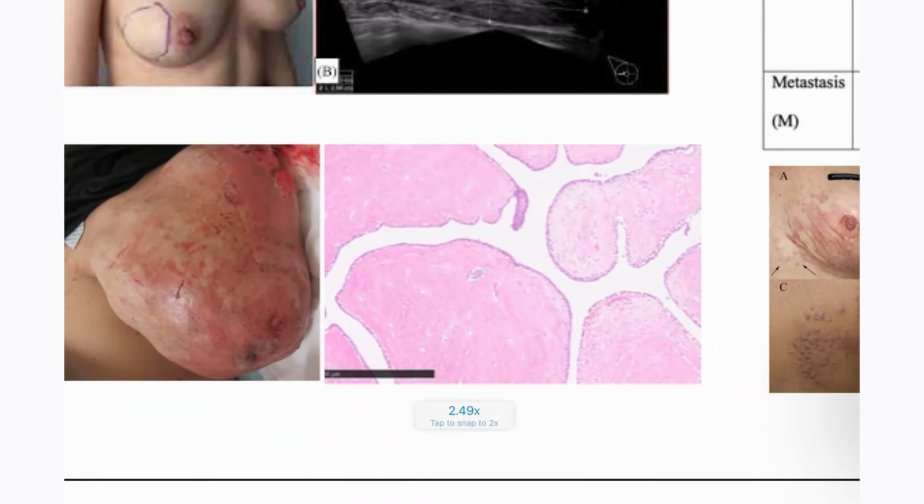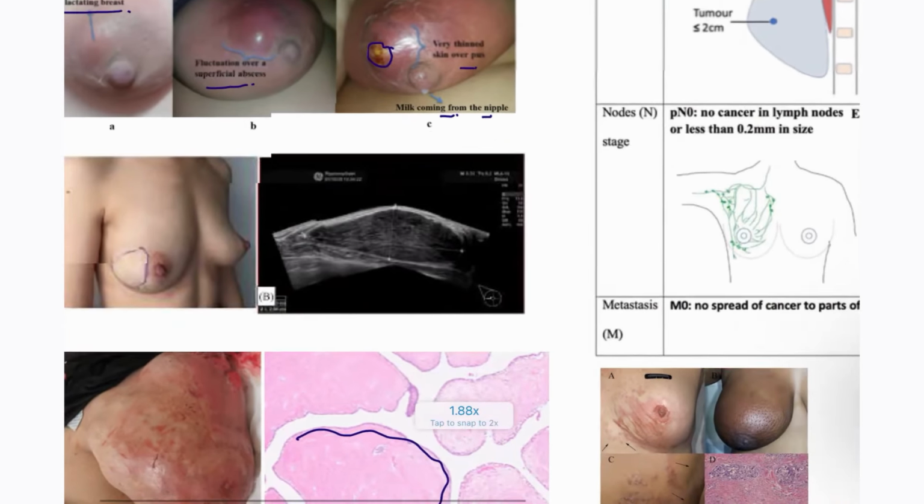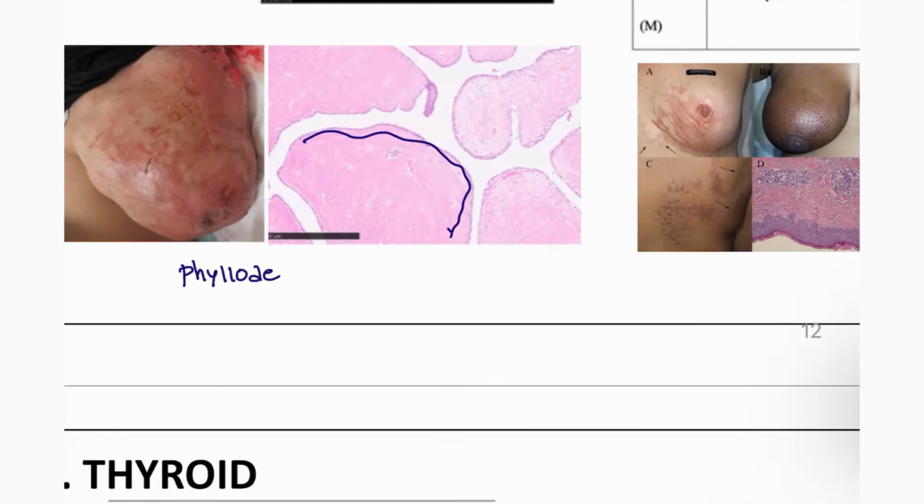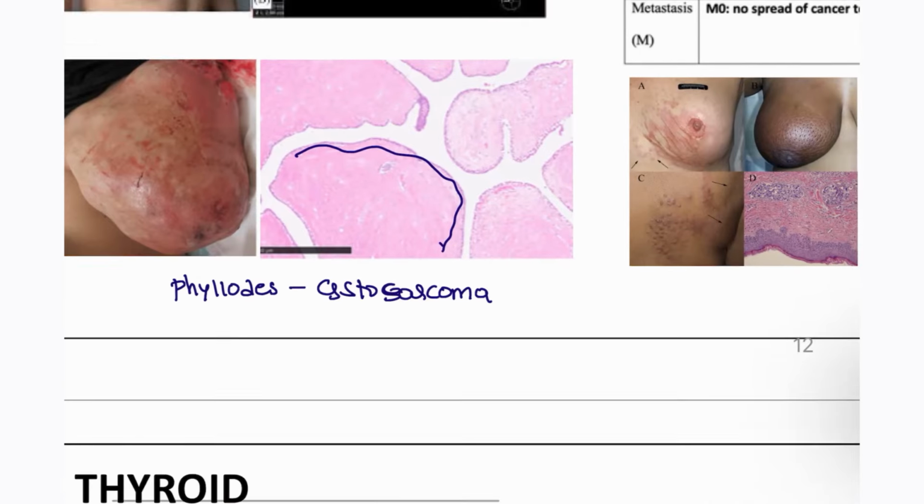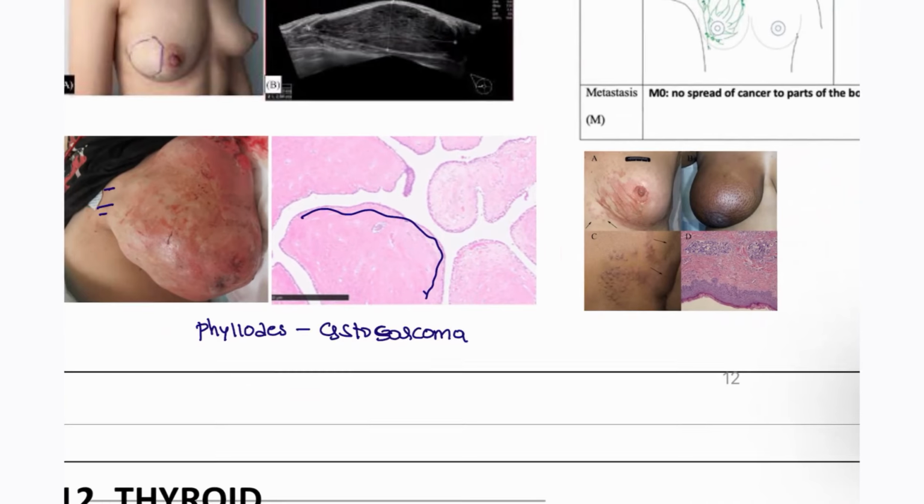In this phyllodes tumor, what is the histopathology showing? The classical picture shows a leaf-like pattern. Next, important points to note about the phyllodes tumor. This is usually a benign condition, also known as cystosarcoma. It is very rapidly enlarging, and it can involve the complete chest wall. Veins can also be seen, but metastasis is less likely with this condition. Simple mastectomy should be done for this patient.